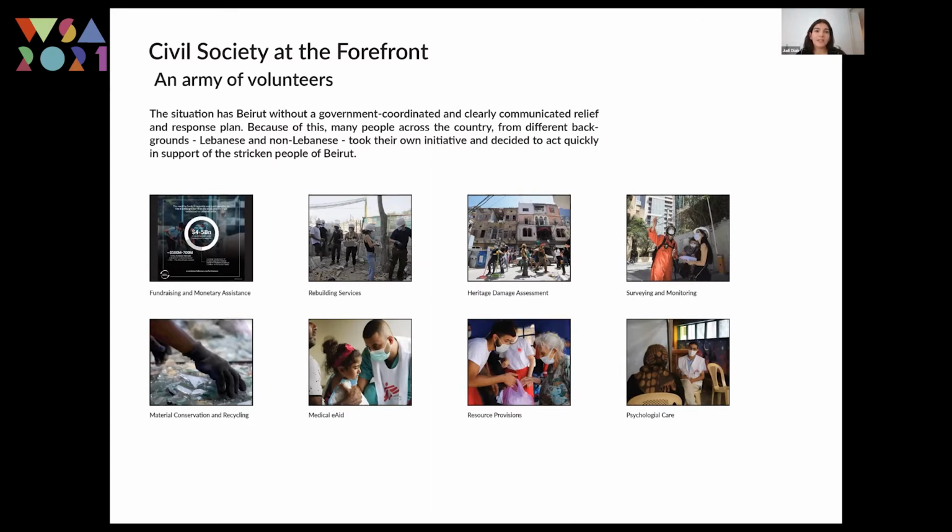How is this related to architecture? In a series of ways. 4 of the main functions of these volunteers was central to rebuilding. Rebuilding services on the ground, heritage damage assessment and data collection, surveying and monitoring of the actual rebuilding taking place, material conservation and recycling, as well as a series of disconnected aid processes that were vital for this to actually take place, fundraising and monetary assistance, medical aid, resource provision, and psychological care.